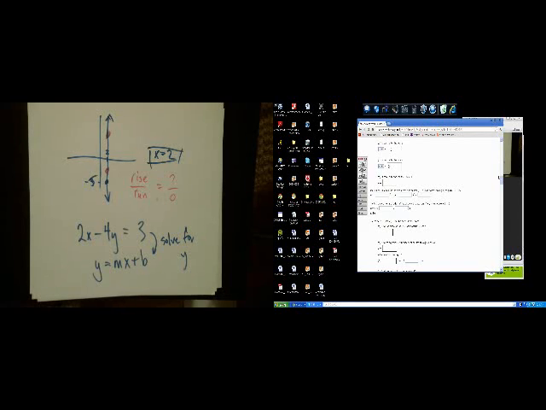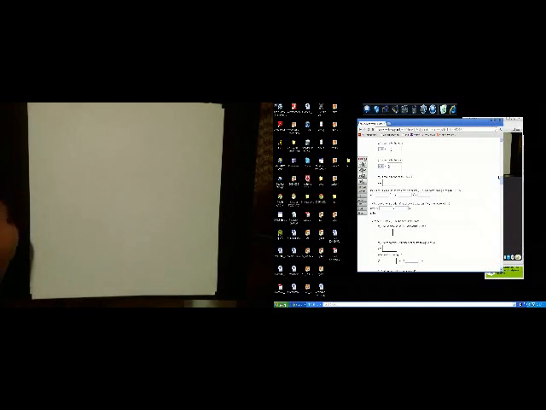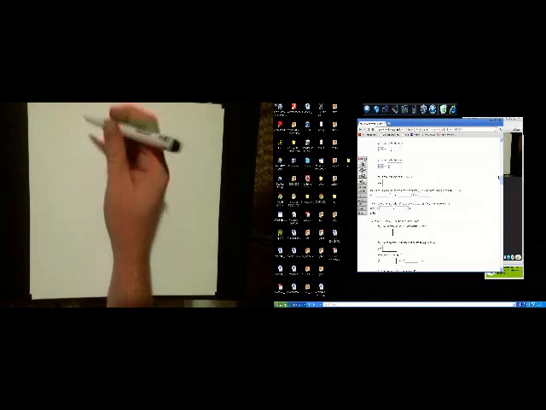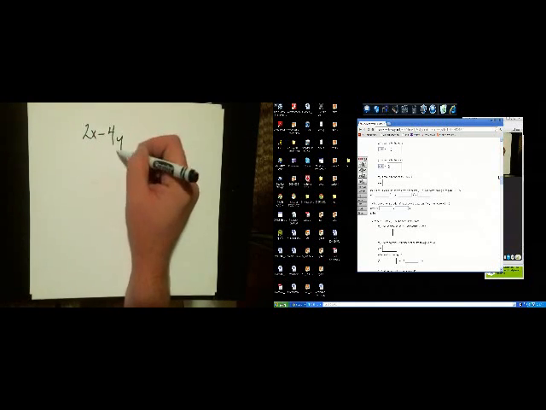So it would just have the same slope as that line, correct? Mhm. And then what would the equation be? It would be y equals... So of 2x or y.